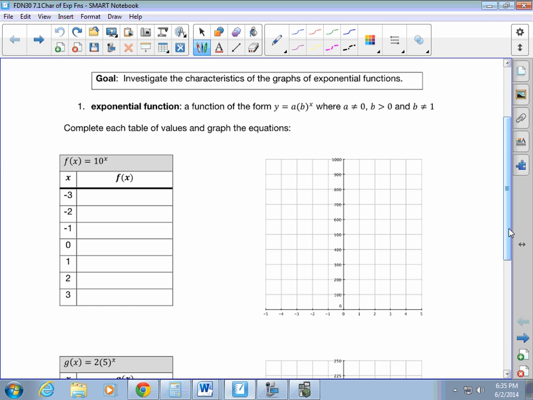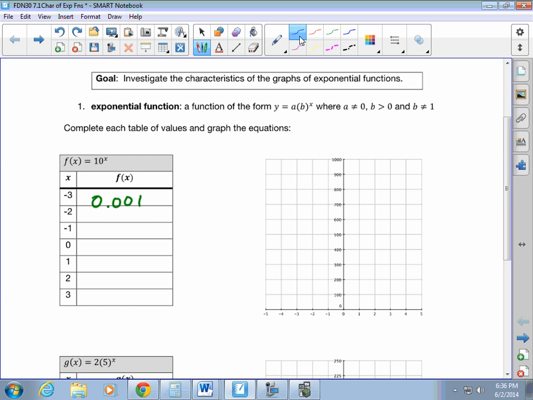So we're going to take a look at a couple of graphs and just compare what happens when we change a value. So for the first one, we have the function f of x is equal to 10 to the x. So all we're going to do is substitute these values into the exponent and see what happens to our answer. So if we do 10 to the power of negative 3, that equals 0.001. I can change my color there.